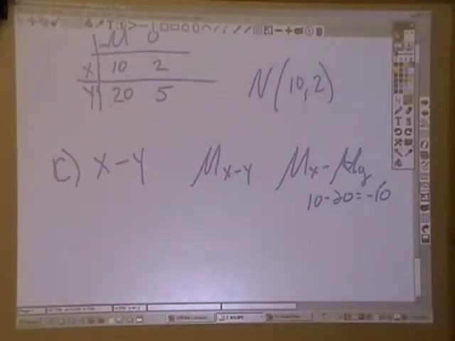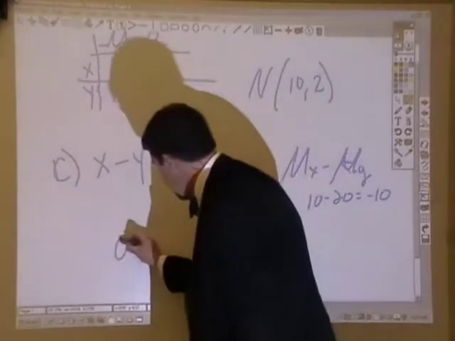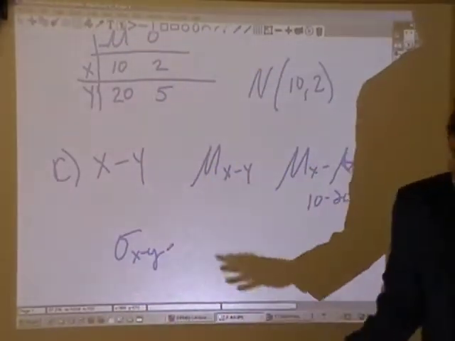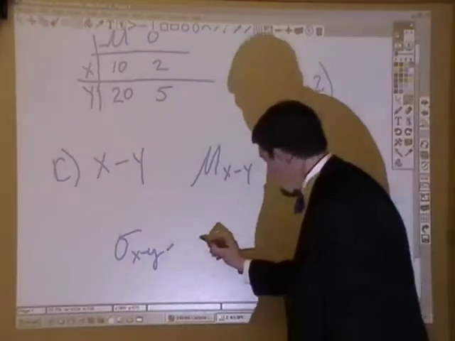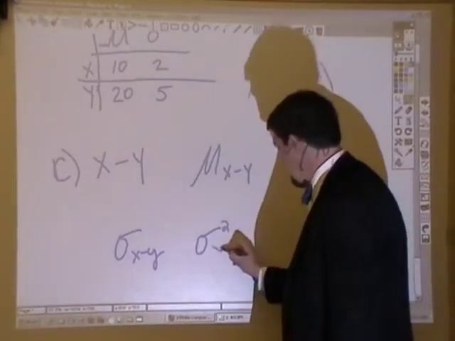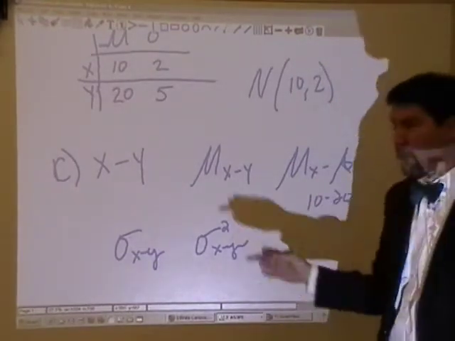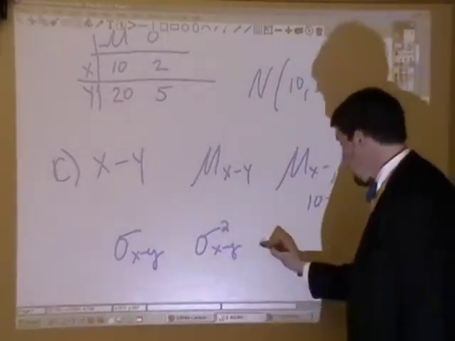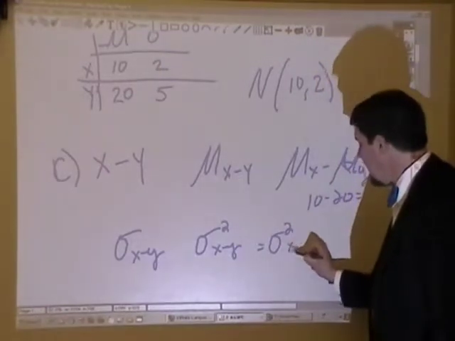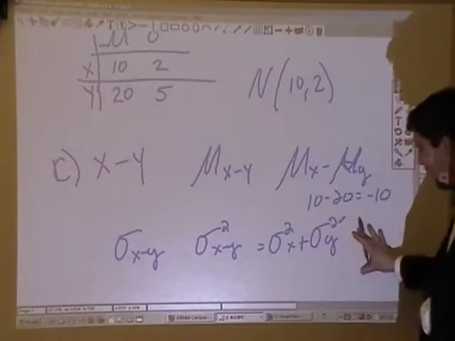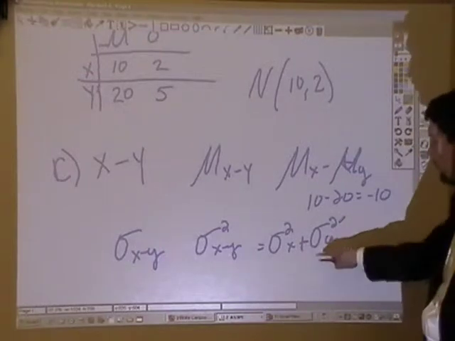That's fine. What about the standard deviation? Standard deviation of X minus Y. Again, we're talking about the variances. So this is going to be the variance of X minus Y. And what we said, variances always add, so I'm going to have to take the variance of X plus the variance of Y. Again, it's the Pythagorean theorem because variances are always going to add.